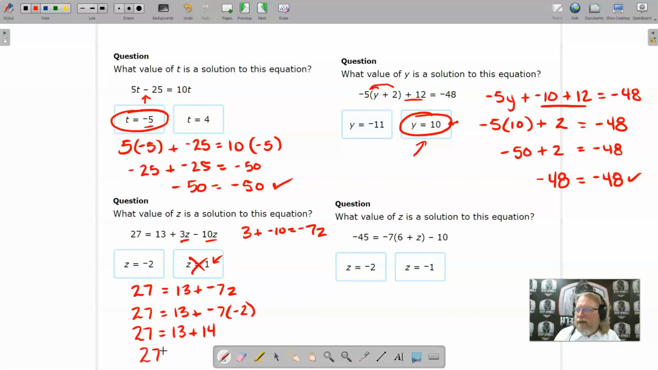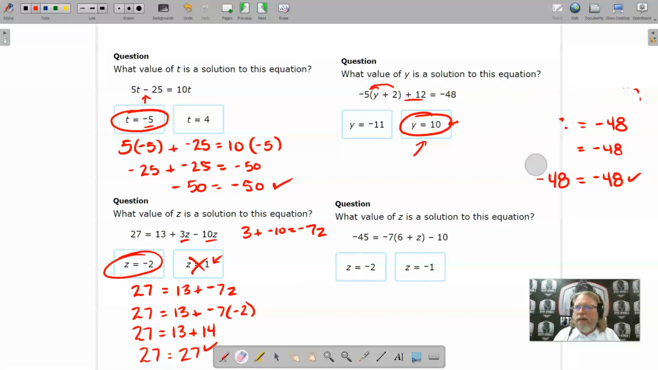And so we get 27 equals 13 plus 14 is 27. Indeed, this is a true statement, so this is the correct answer. On the next one here, I think I'm going to need some space, so I'm going to erase this up here. Let's erase that up there and get us some more room to work, and I'll work this problem out up here.